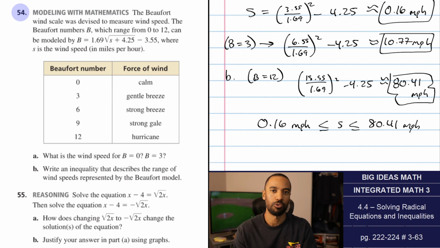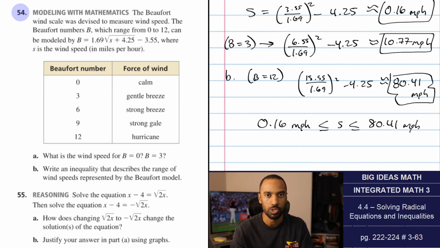When it comes to domain, it would be S is greater than or equal to negative 4.25, and I don't think we're talking about negative wind speed. So for Beaufort number stuff there, I think I'll go between those two, just based off those two numbers. That seems to be my max. I'm just going to go ahead and leave it like that, and those are in miles per hour.